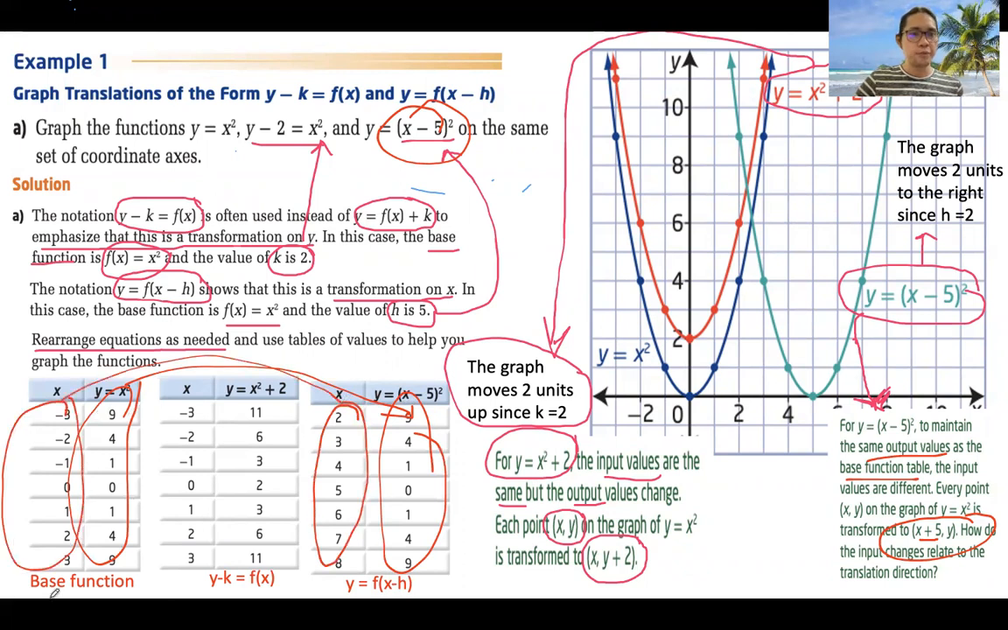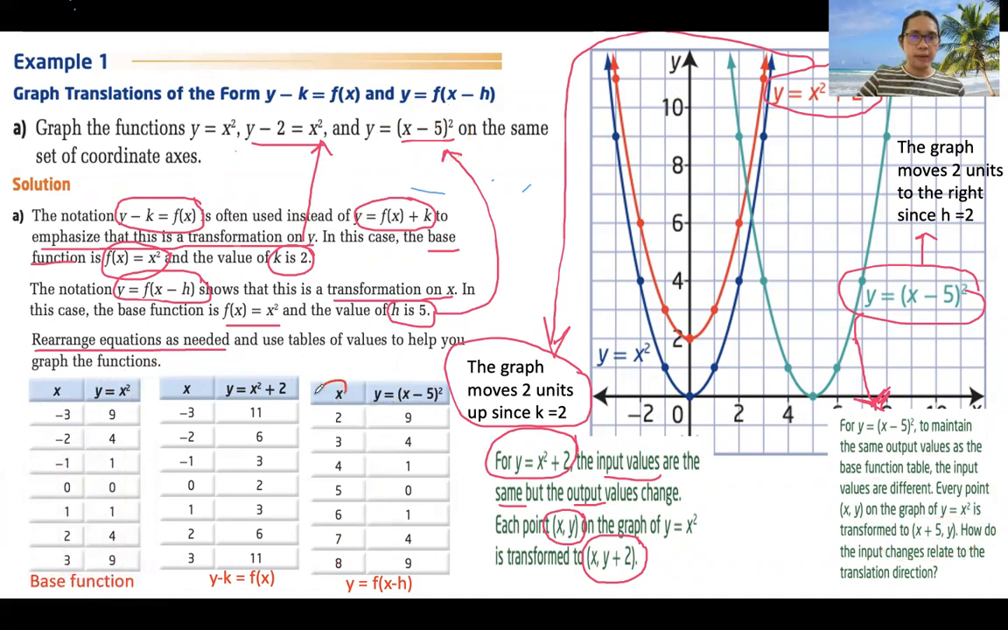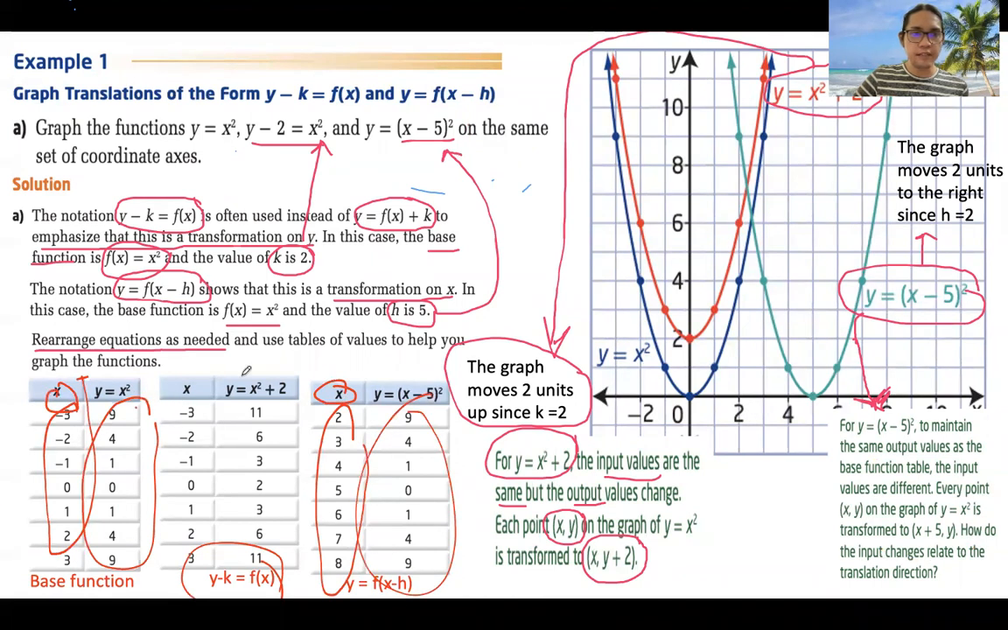Why is that so? Because of the function that we have, we just substituted it from x. Look at their x. It's different compared to this. But they have the same y. So this is the meaning of this: to maintain the same output values as the base function table, the input values are different. And every point on the graph of y equals x squared is transformed to x plus 5, y, which can be represented in this mapping.